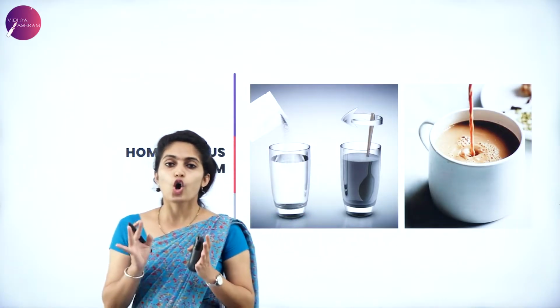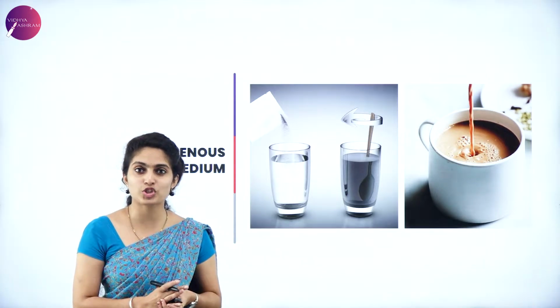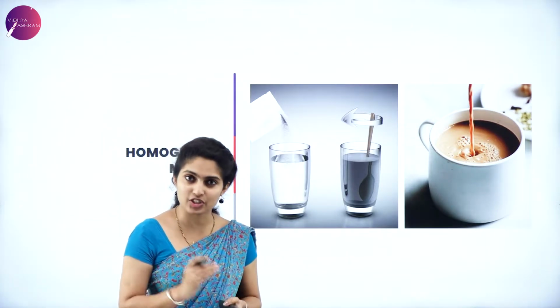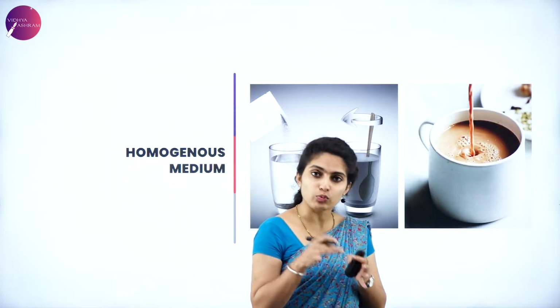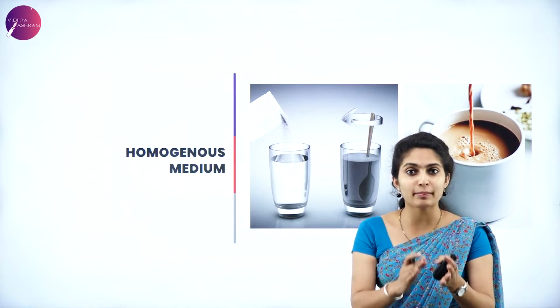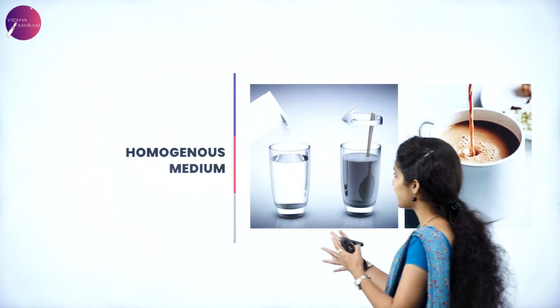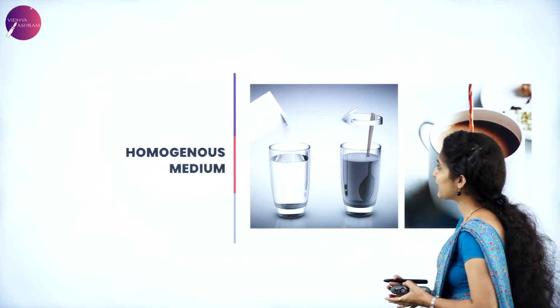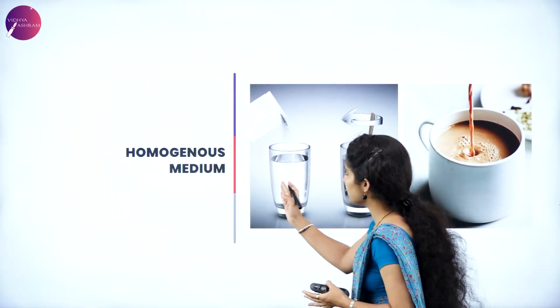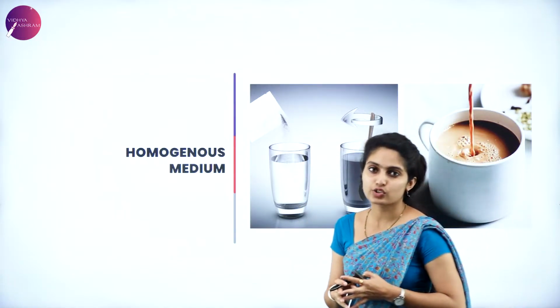So first of all, I am talking about the homogeneous mixture. What is meant by a homogeneous mixture? A homogeneous mixture is a mixture in which each and every property remains the same at each and every point. An example of a homogeneous medium is when a packet of sugar is dropped inside a glass of water.